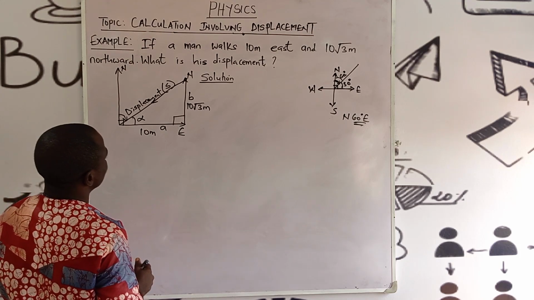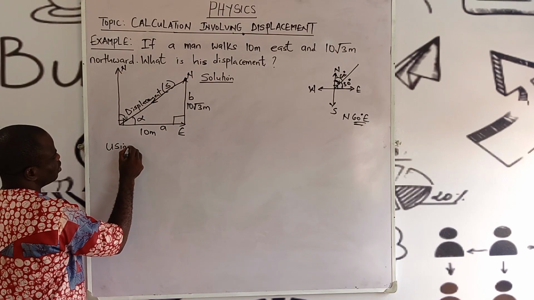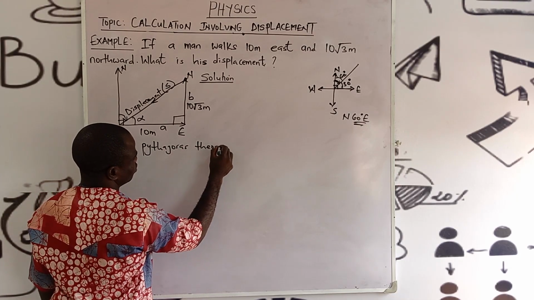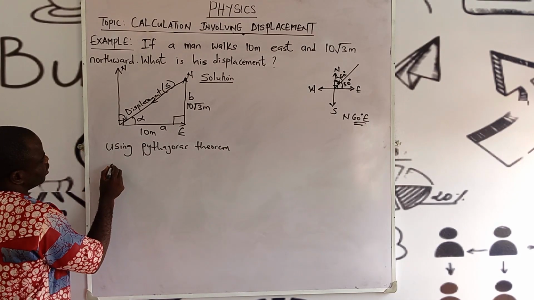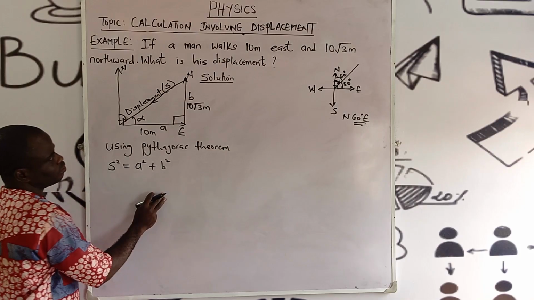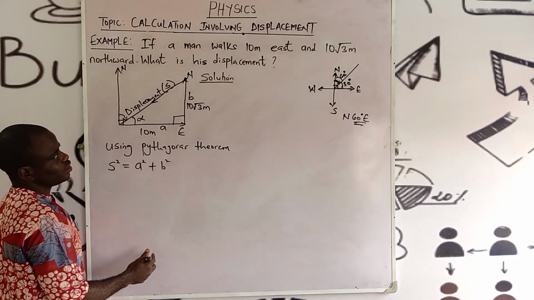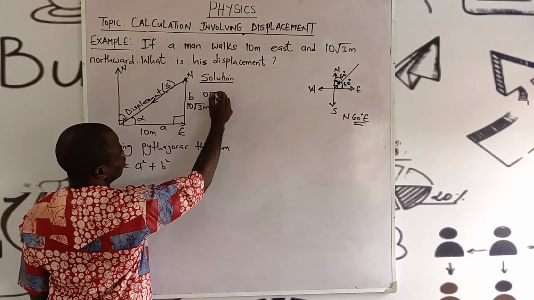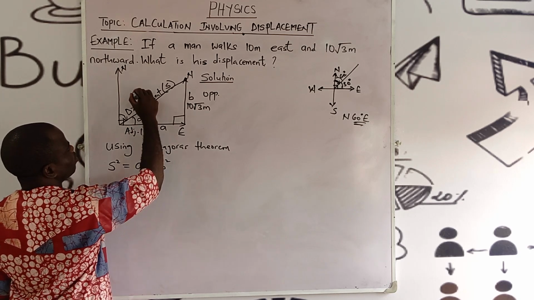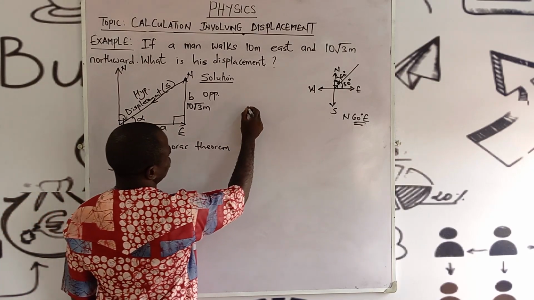Now, what you need to do is to use Pythagoras theorem, because this is a right angle triangle. Now, S squared, because our displacement is S, equals A squared plus B squared. The square of the longest side equals the sum of the squares of the two other sides. Don't forget, this is our opposite to this angle, this is our adjacent, and this is our hypotenuse.